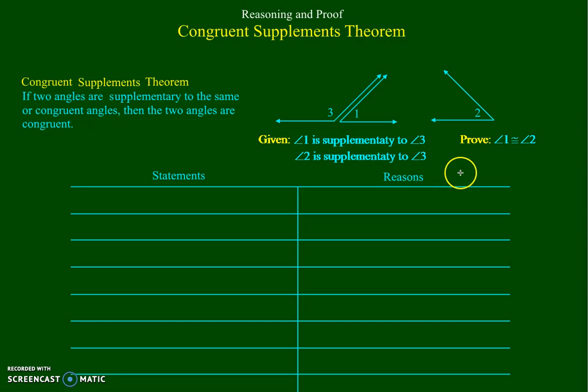So as I did before, I take a look. I'm trying to prove that angle 1 is congruent to angle 2, and angle 1 is supplementary to angle 3, angle 2 is supplementary to angle 3. So my first step is going to be my given.